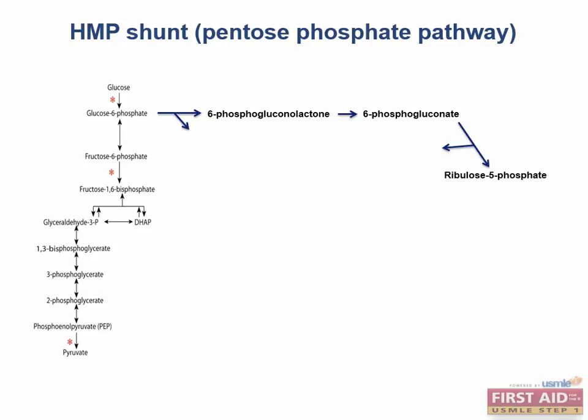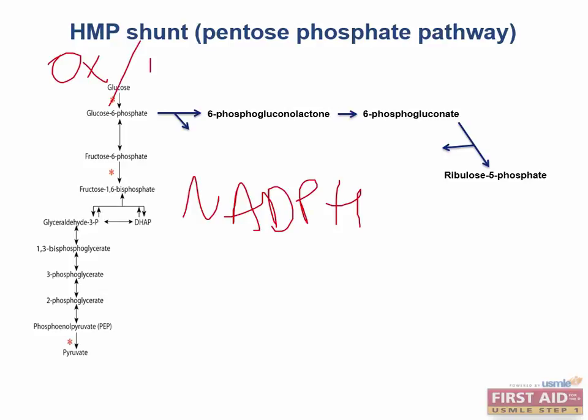The hexose monophosphate shunt, also called the pentose monophosphate pathway, is shown here. This takes place in the cytoplasm of the cell. Its purpose is to synthesize NADPH and ribose sugars when glucose 6-phosphate is abundantly available. The HMP shunt can be broken down into 2 general steps: an oxidative, irreversible step, and a non-oxidative, reversible step.